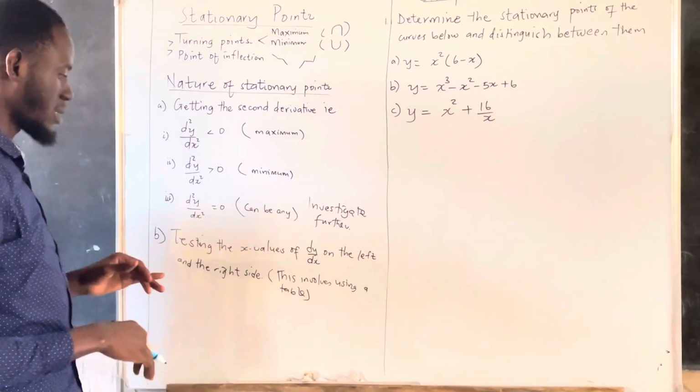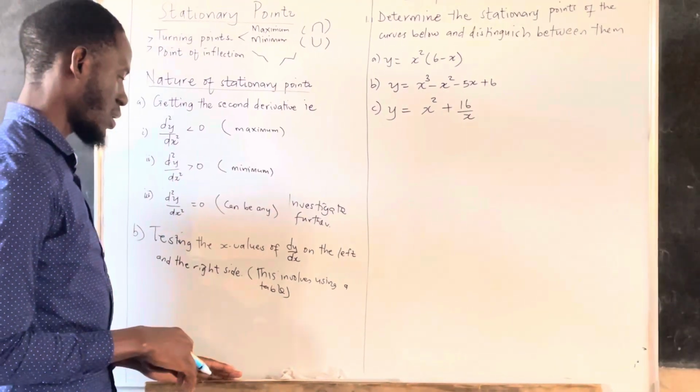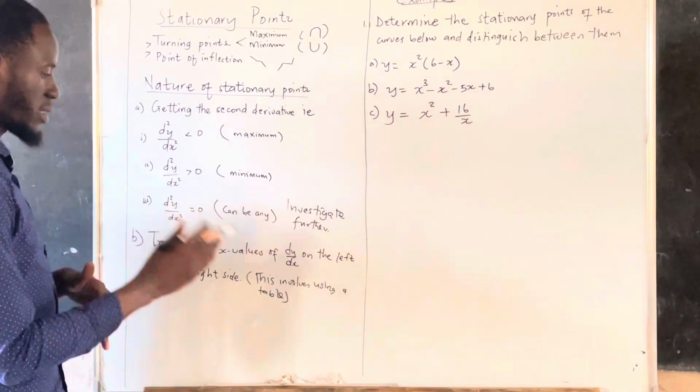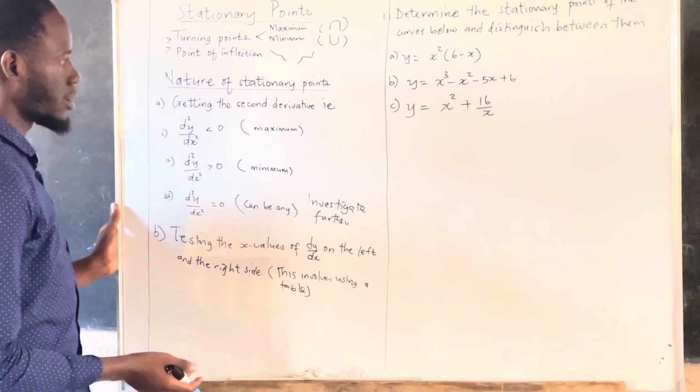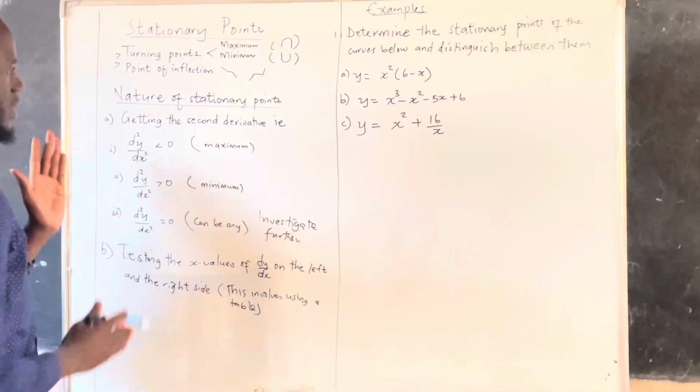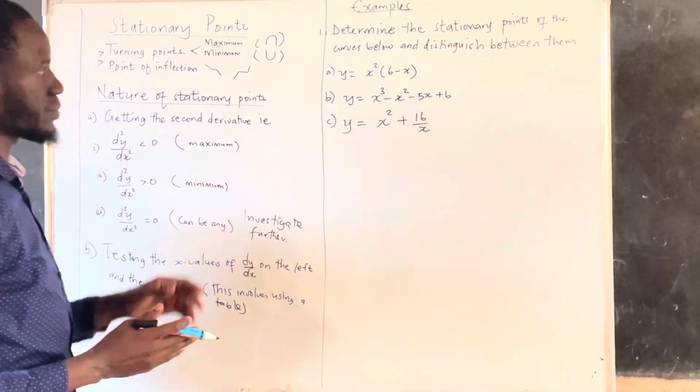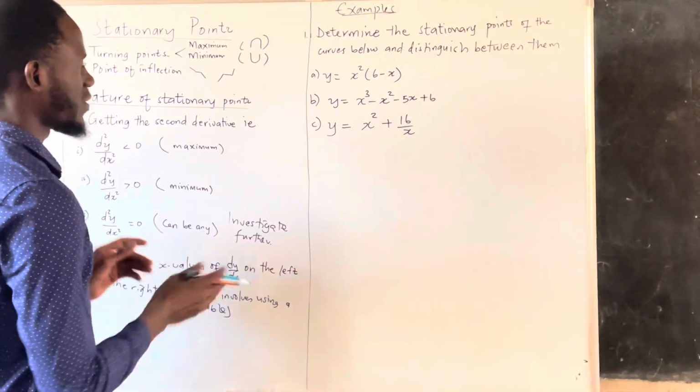Then another method is testing the values of x that are on the left and the right of the x value. And this one requires us to create a table. So we are going to use these methods interchangeably in the examples we have listed here.